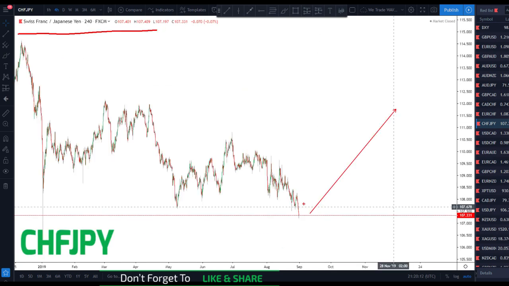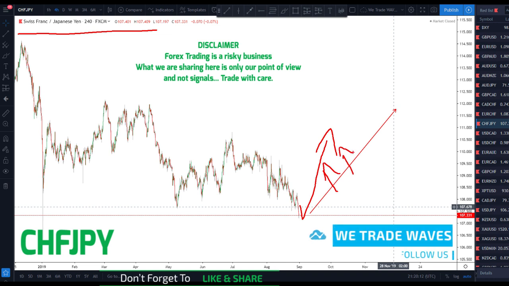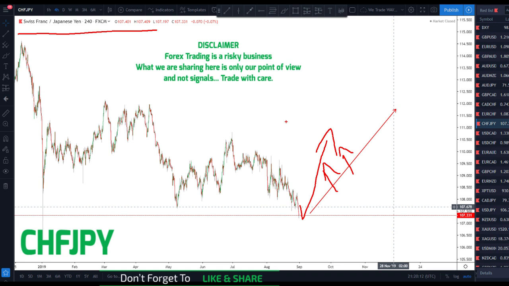Swiss yen, for this one, guys, we'll start looking for our buy setups. This is the wave and this direction we're looking for. No sell setup for us. For this one, guys, all we're looking for is our buy setups only.